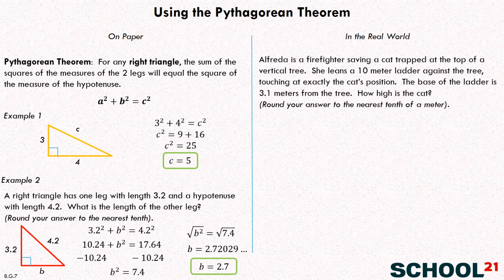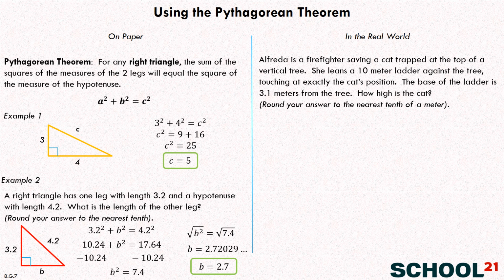And those problems are often about real-world situations. Let's look at one of those. It says, Alfreda is a firefighter saving a cat trapped at the top of a vertical tree. She leans a 10-meter ladder against the tree, touching at exactly the cat's position. The base of the ladder is 3.1 meters from the tree. How high is the cat? And then it says, again, round our answer to the nearest tenth of a meter.